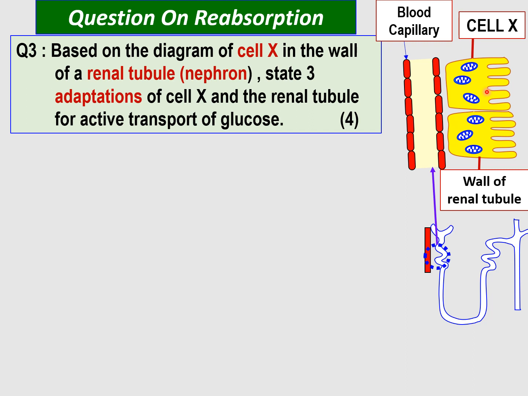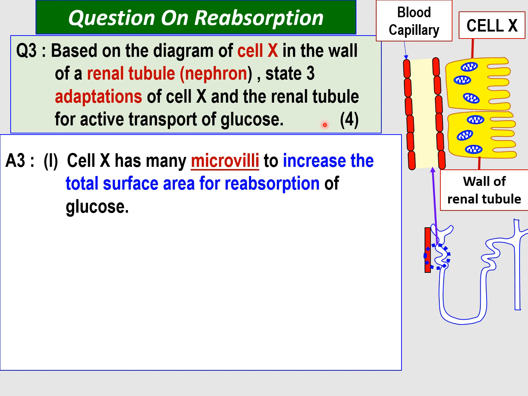So what is microvillus used for? You apply what you have studied in chapter 6 about absorption in the villus. The microvillus here increases the what? Yes, the total surface area of the cell for faster absorption of glucose into it. So the first answer: cell X has many microvilli, all these tiny projections, to increase the total surface area for reabsorption of glucose into the cell.